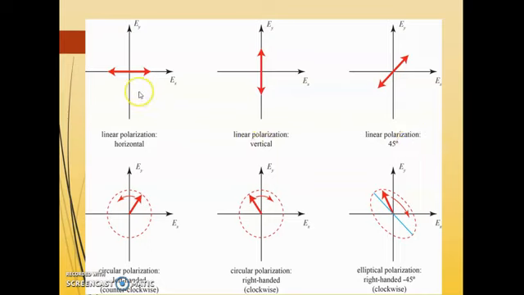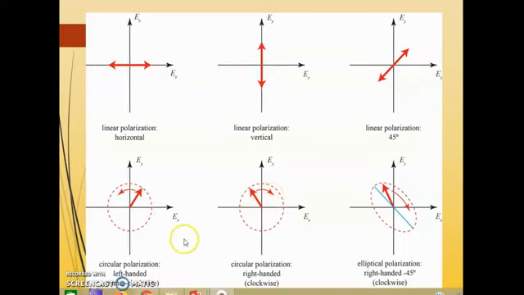This one is my linear polarization, which is horizontal, restricted only along this particular x direction. Here is my linear polarization in the vertical direction, that means along y. And this is a combination of the two. It's a linear polarization, but it is inclined at an angle of 45 degrees. In all these cases, we can have different magnitudes, but the orientation must always be along the direction which is shown.